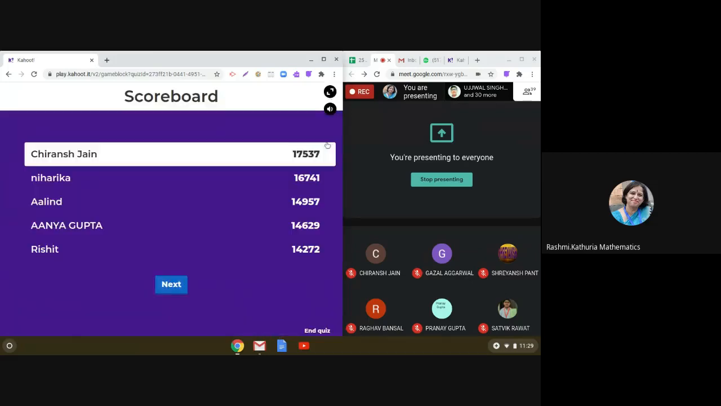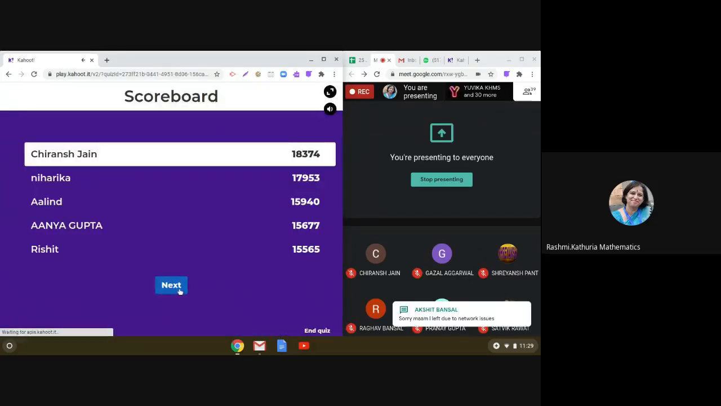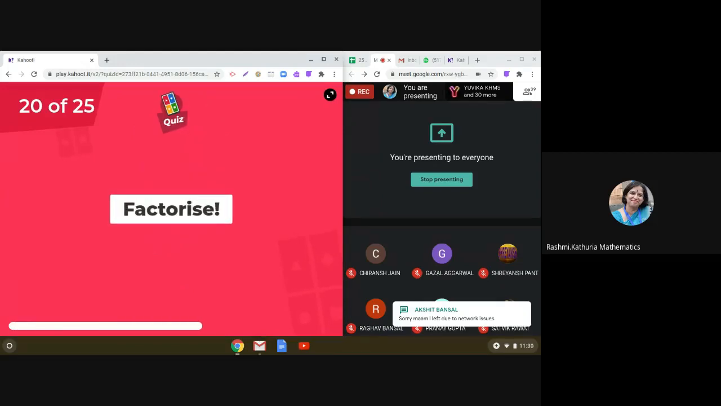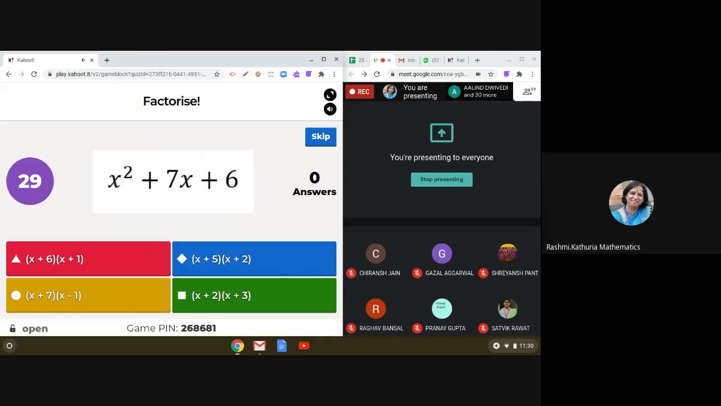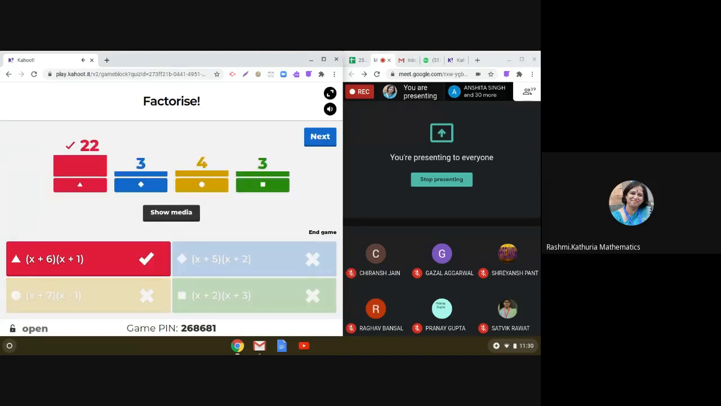Okay, coming on to the next. Good going. Okay, the next question number 20, factorize x squared plus 7x plus 6. Amazing. I can see many of you are answering in quite suitable time. That's wonderful. Observe the answers. I have shared with you the technique. Good. So you can see the answer to this question is x plus 6 into x plus 1.